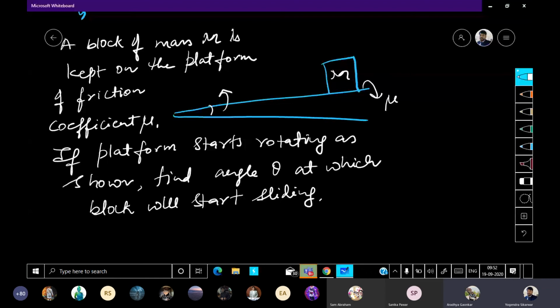So is the answer theta is equal to tan inverse of mu? Yes, Chotu. That's correct. Yes, Chotu. Okay.